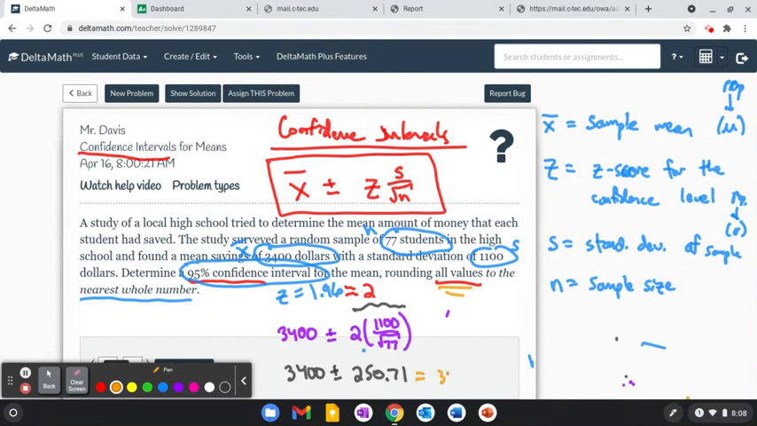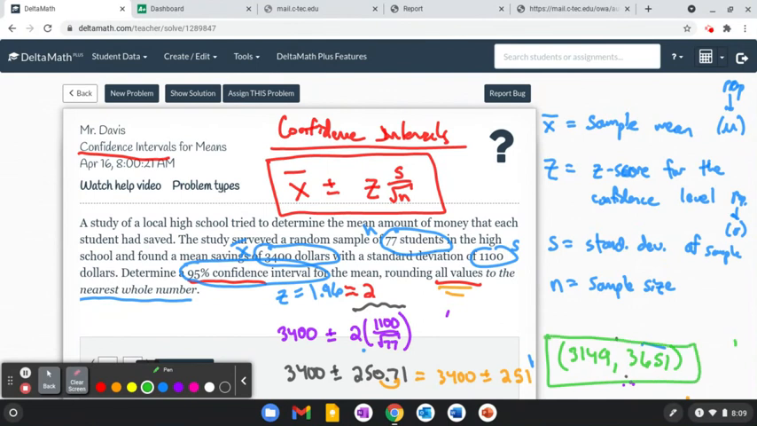So it will be 3,400 plus or minus 251, because I would round up to 251, right? Then we're going to do 3,400 plus 251 and 3,400 minus 251, and that's going to give us an interval of values. So 3,400 minus 251 gives me 3,149, and then 3,400 plus 251 gives me 3,651.